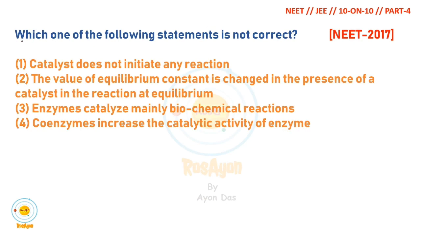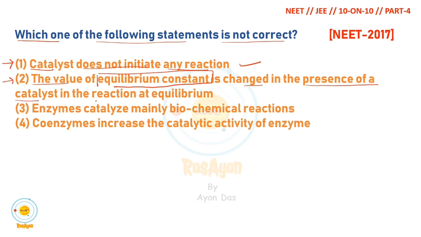Now see the last problem. Which one of the following statements is not correct? That means you have to detect the wrong statement. Now see the first statement. Catalyst does not initiate any reaction. 100% right, because a catalyst cannot start or stop any reaction. Now see the second statement. The value of equilibrium constant is changed in the presence of catalyst in the reaction at equilibrium.